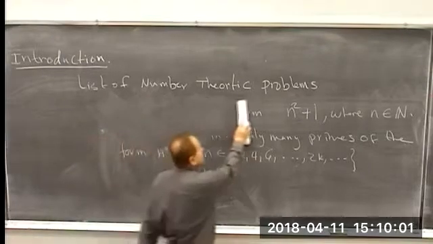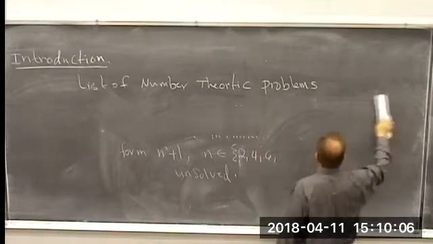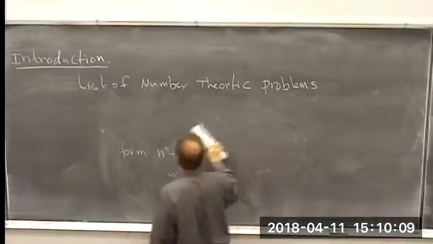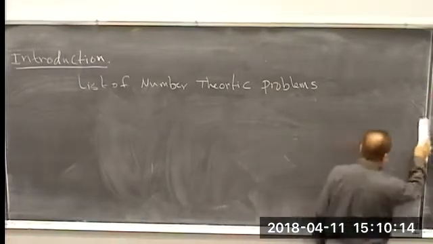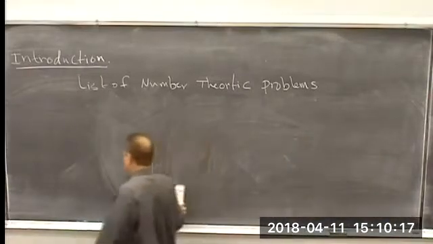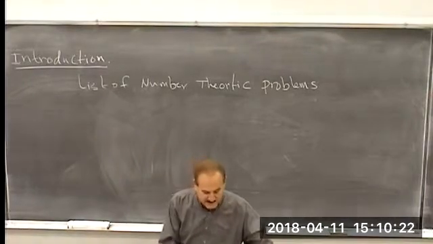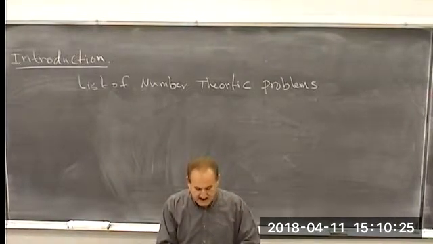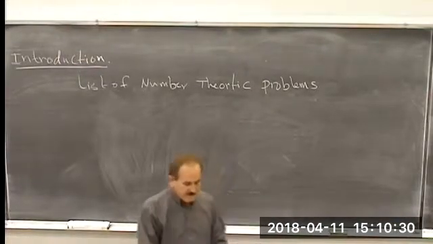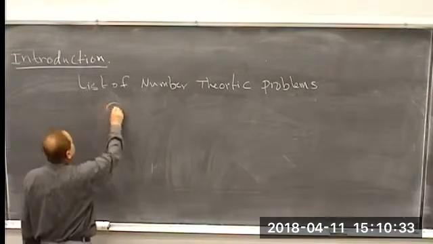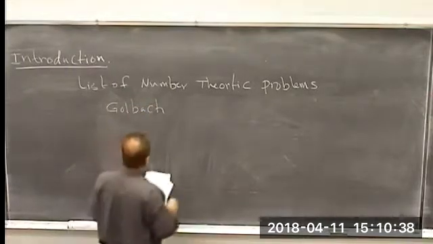The last problem in this list is called the Goldbach conjecture. The word conjecture means it is not a theorem. It means nobody knows if the statement is true or false. And again, it's been around about the same time as Fermat's theorem. So this is called the Goldbach conjecture.